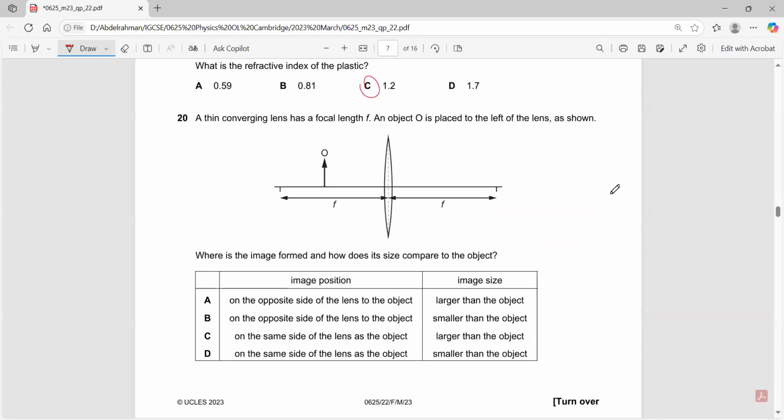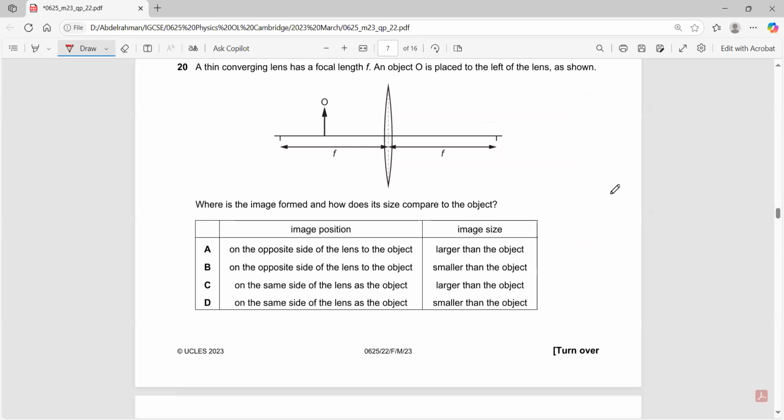A thin converging lens has a focal length of f. An object O is placed to the left of the lens, as seen. Where is the image formed and how does the size compare to the object? If the object is at a distance less than the focal length, then the image would appear on the same side. Why? Because it's a virtual image. It would appear on the same side, upright, enlarged, right behind the object, and it has to be larger because this is a magnifying glass.